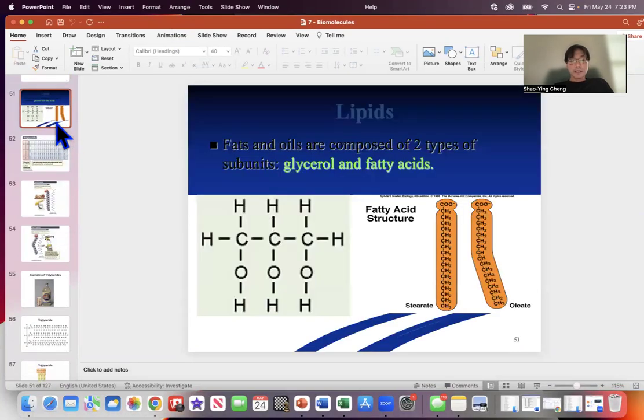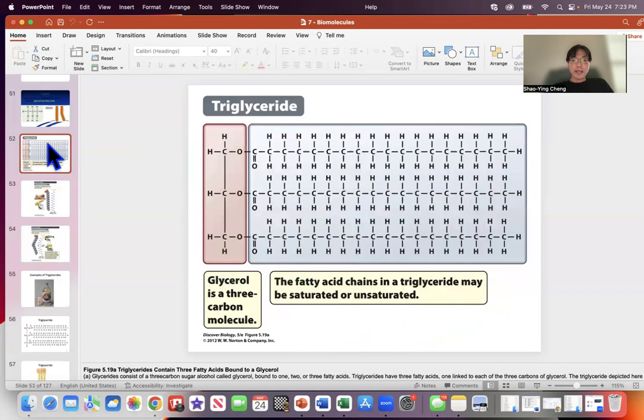So first one, lipid, fats. Fat or oil, they're one kind of lipid. They are made of glycerol. This is glycerol and fatty acid. Fatty acid has a long tail with a lot of carbon. So together it's triglyceride. It's a glycerol with three fatty acid tails. That's triglyceride. That's fat.